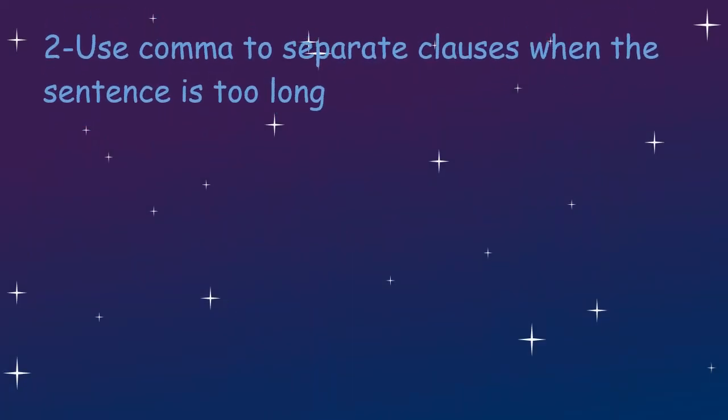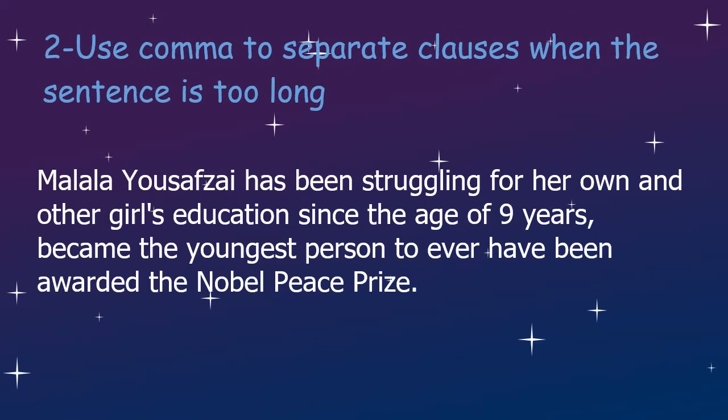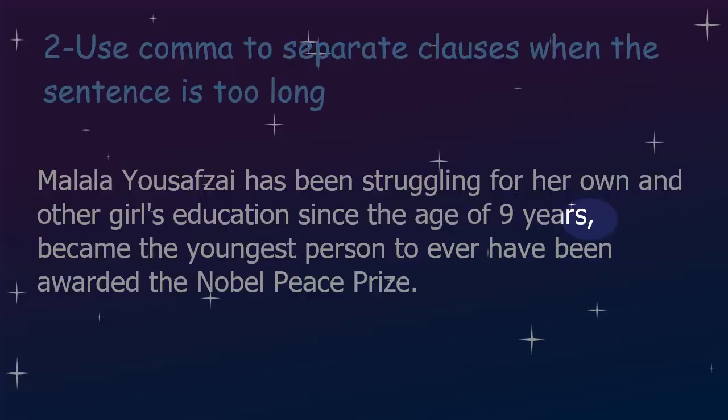The second use of the comma is to separate clauses when the sentence is too long. As an example, Malala Yousafzai has been struggling for her own and other girls' education since the age of 9 years, became the youngest person to ever have been awarded the Nobel Peace Prize. As you can see, because the sentence is too long, we use the comma to separate the first clause from the second.